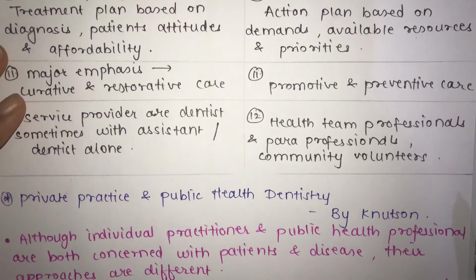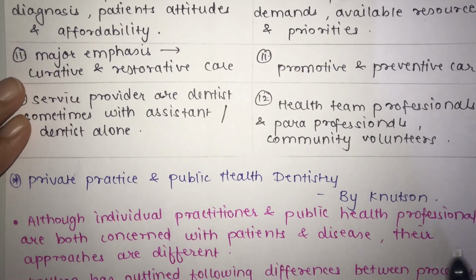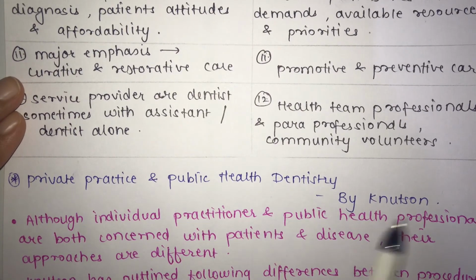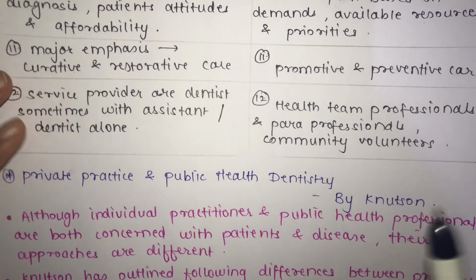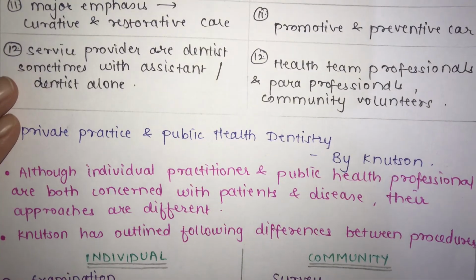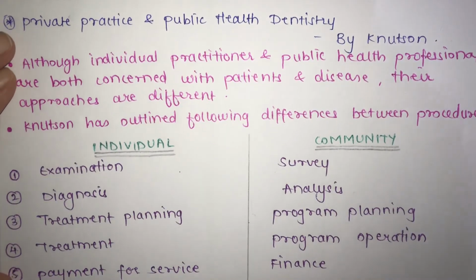Now regarding private practice and public health dentistry, Knudsen stated that although the individual practitioner and the public health professional are both concerned with the patients and the disease, their approaches are different. Both involve patients and disease, but the approaches differ, as we have seen in these differences. So Knudsen has outlined the following differences between the procedures.